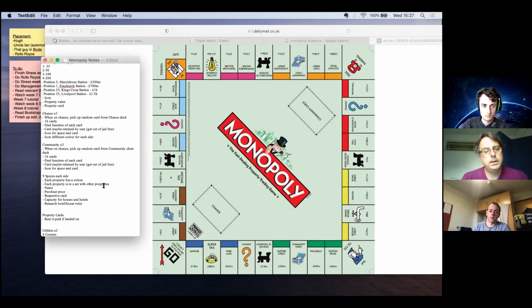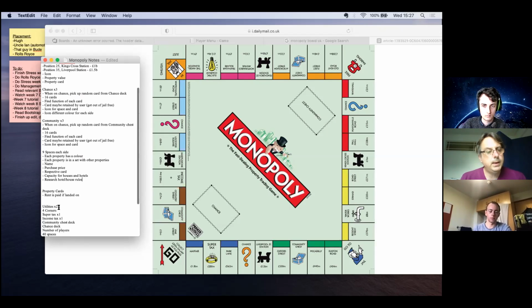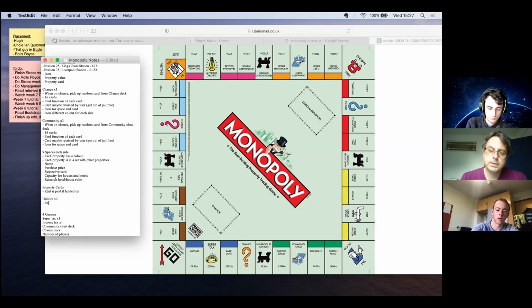So let's move on to utilities if nothing else comes to mind. I'm going to leave you to figure this out. Let's go. The respective card, an icon for each one. Purchase price. And a position. We left out position in empty chest and chance and the properties.